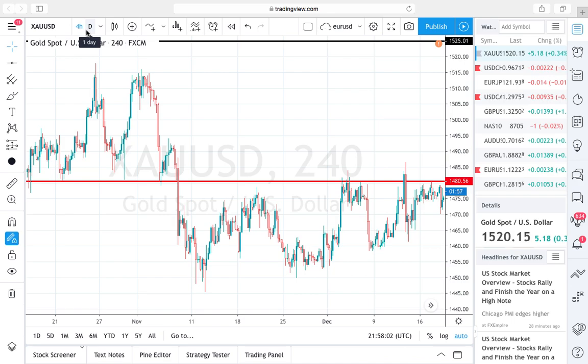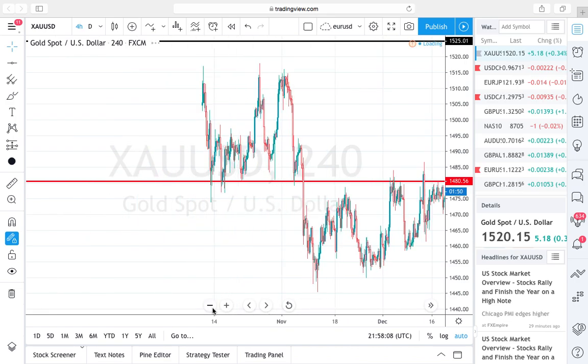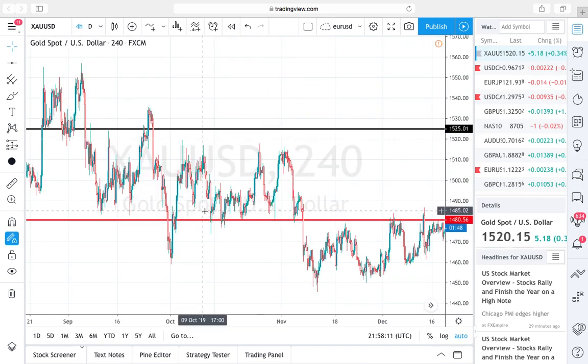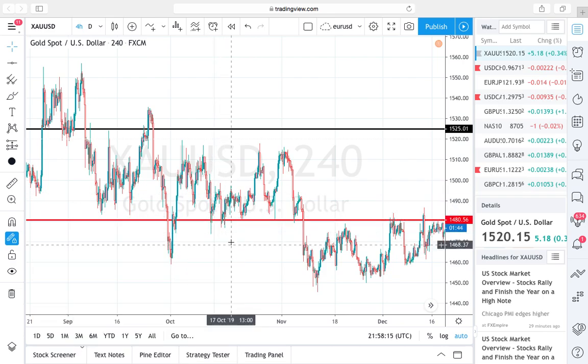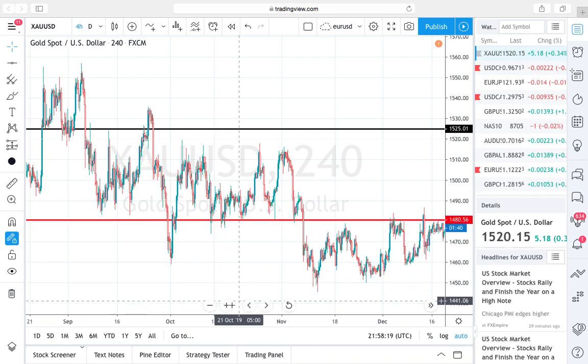Also, just have patience, right? Especially when price is approaching one of these levels. If you're thinking, okay, my strategy tells me that it's probably going to go up, wait for it to touch this point, just to avoid being faked out. Wait for it to touch this point. Wait for a reversal pattern to form, right?